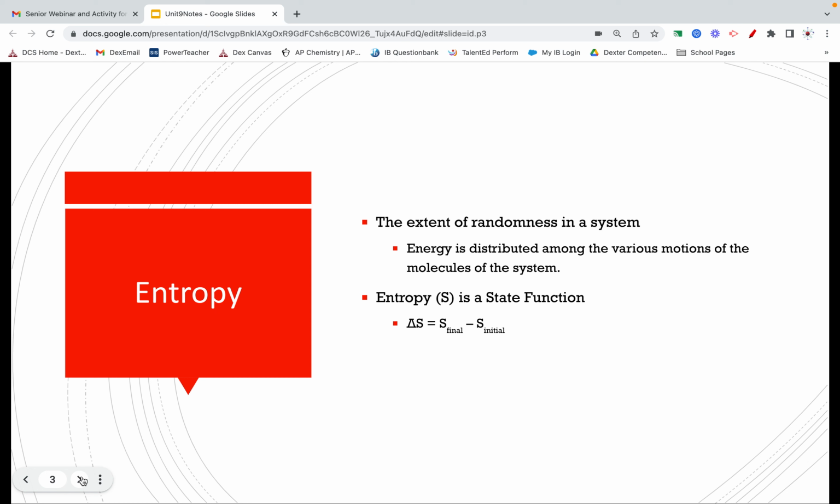And essentially, that's just a measure of the randomness in the system, or the dispersal of the matter. So how is that matter dispersed? It's a state function, so we're not worried about the path, we're just worried about the change. So final minus initial.